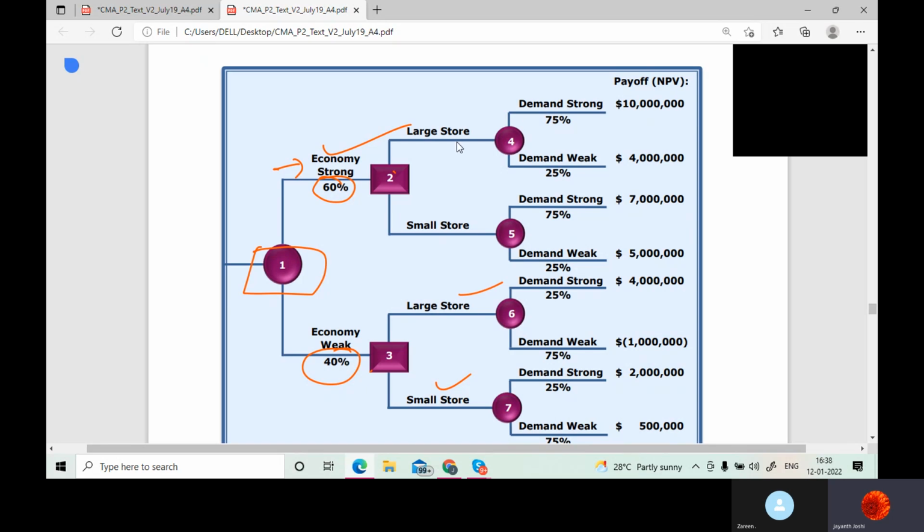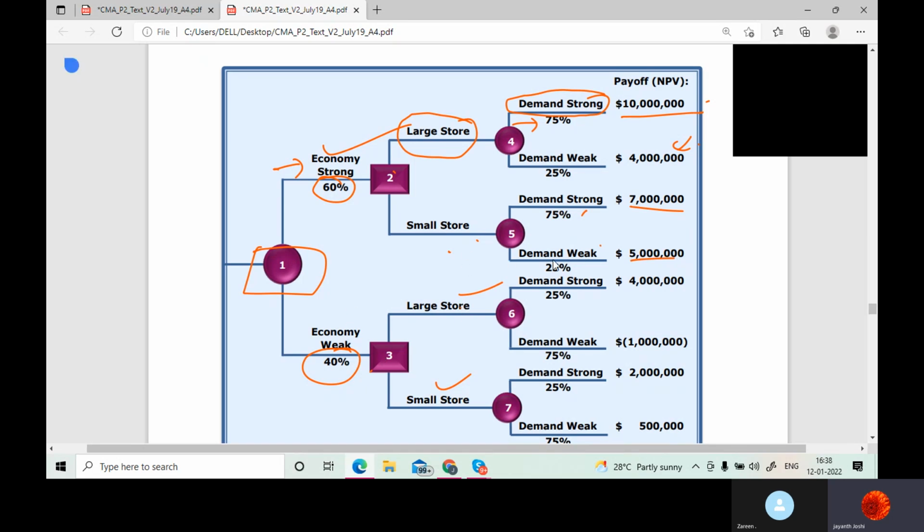And then here, the economy being strong and there being a large store, strong demand is 75%. They have given the payoff in that case. And a large store in a strong economy with weak demand has this much cash flows. That is NPV, the net present value, that is what they have given. Small store with strong demand, NPV. Small store with weak demand, NPV.